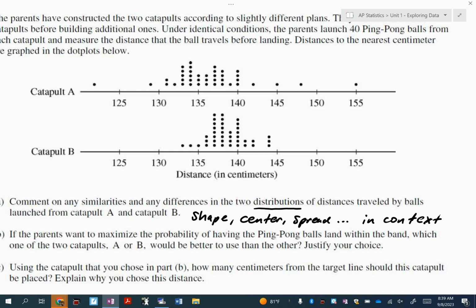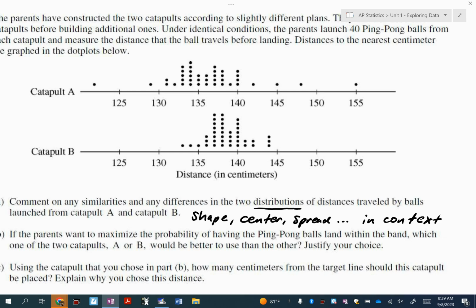Do I need to say that they are outliers? No. Do I know if they're outliers? I do not. If you haven't calculated whether they're outliers or not, don't say they're outliers. Say possibly there are some outliers here. It could be this one only, it could be both of them, it could be this one as well. I don't know, so I just need to say there are possible outliers in catapult A. All right, that's the shape.